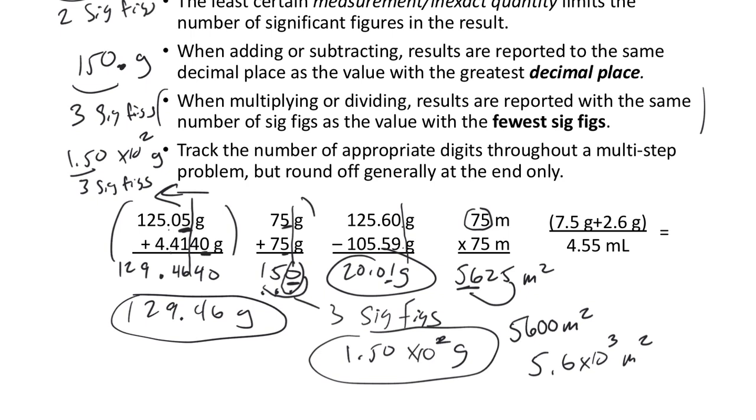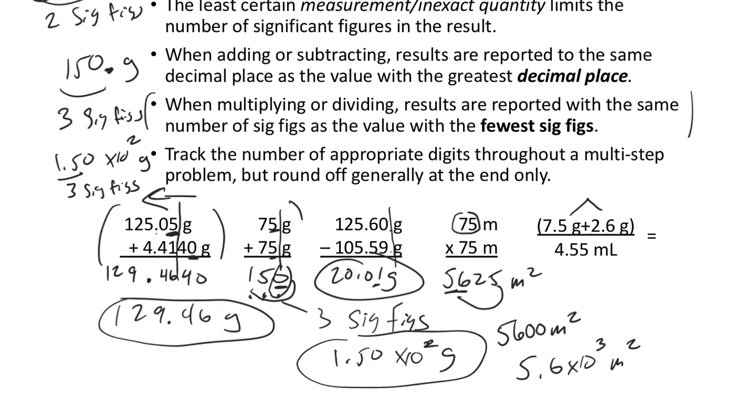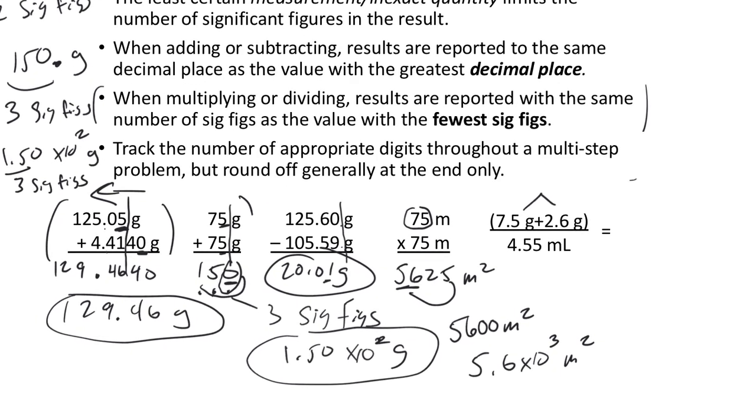And then what about when we do a multi-step problem? When we do multi-step problems, we just have to do the addition rule when we add, and then the multiplication and division rule when we divide. So what about 7.5 plus 2.6? So how many sig figs does this result have? 2, 3, what do you guys say?